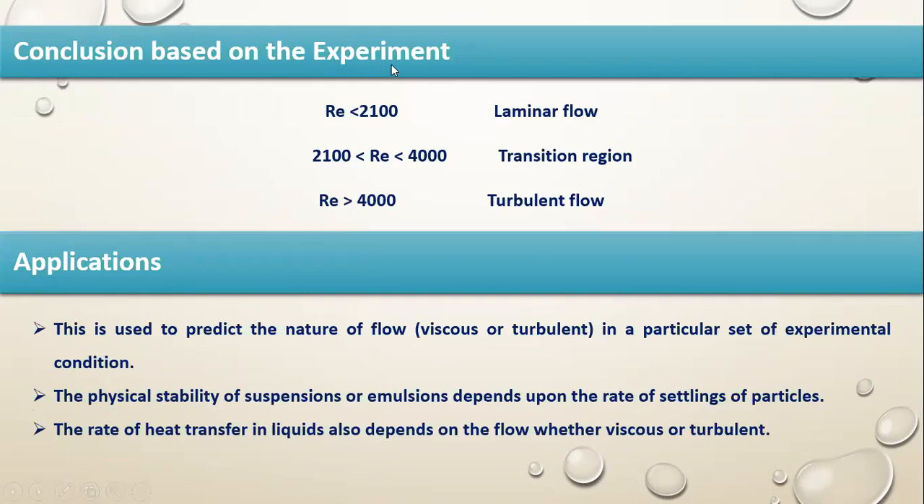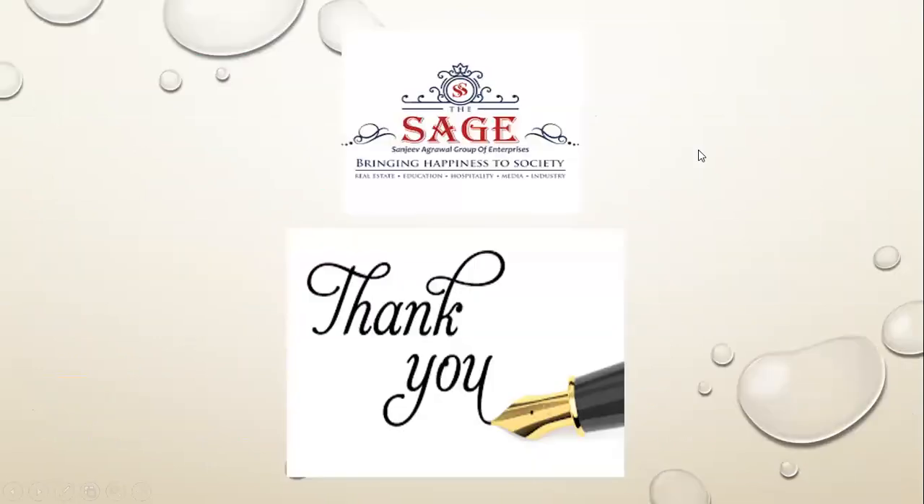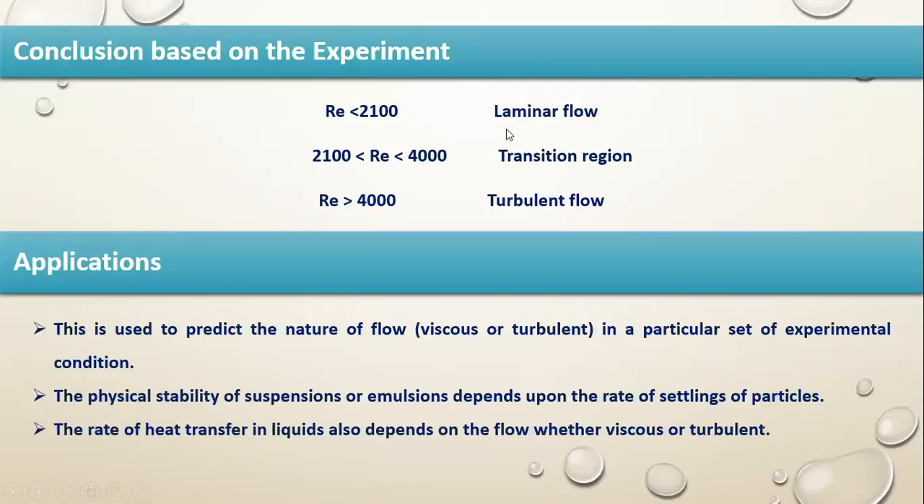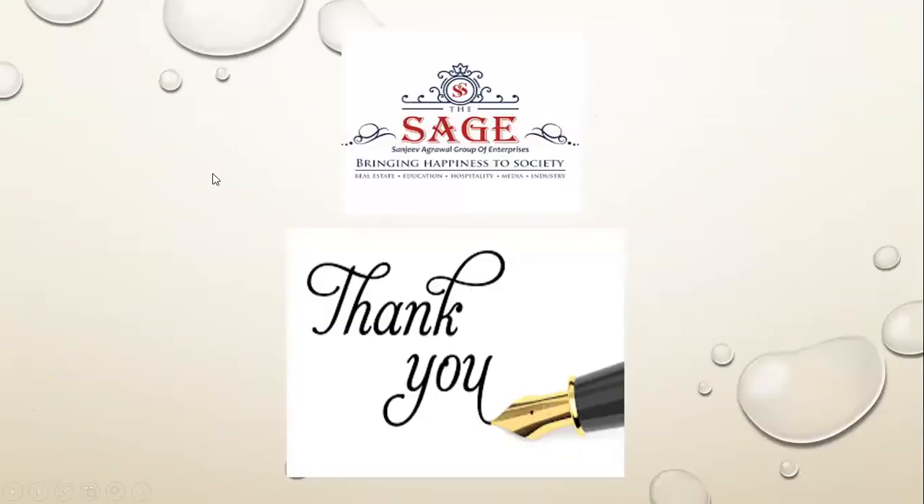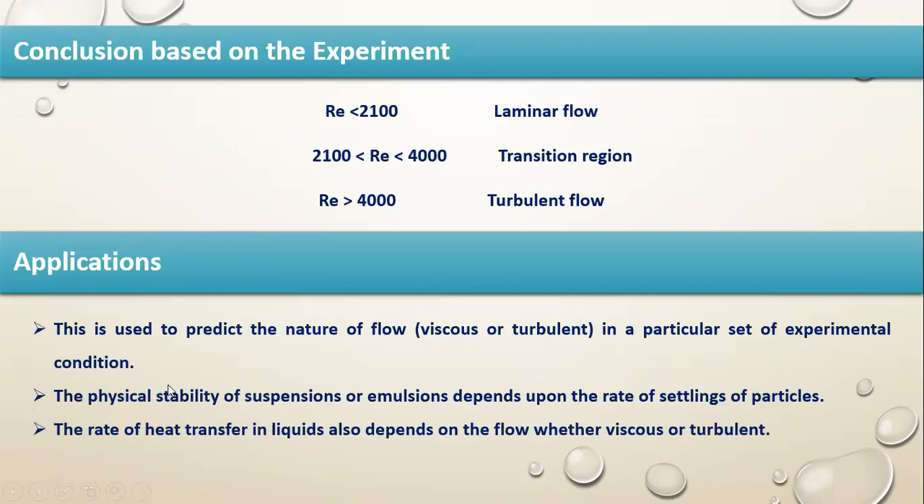Conclusion based on this experiment: these are the values which show the laminar flow and the transition flow. When the value is less than 2100, it's laminar flow. When it is more than 4000, it is turbulent flow. So this is the conclusion from the experiment. Then applications, this is a very important part.